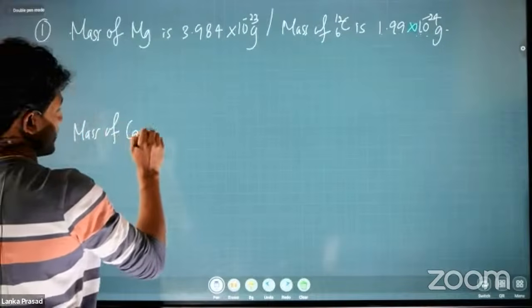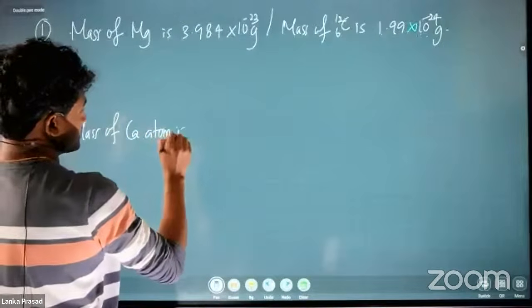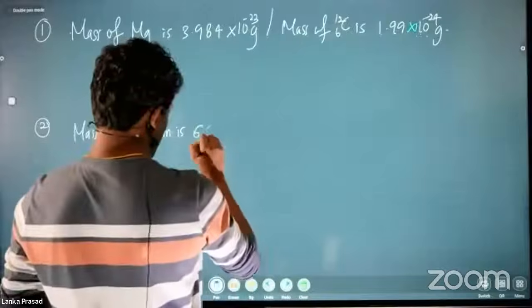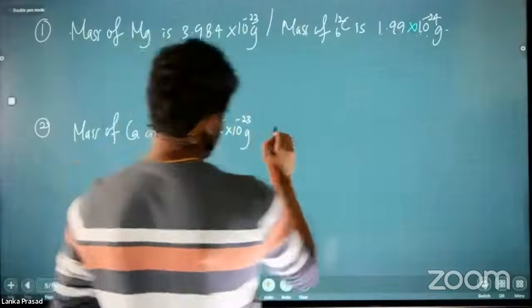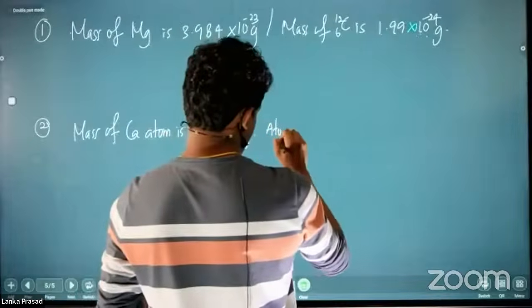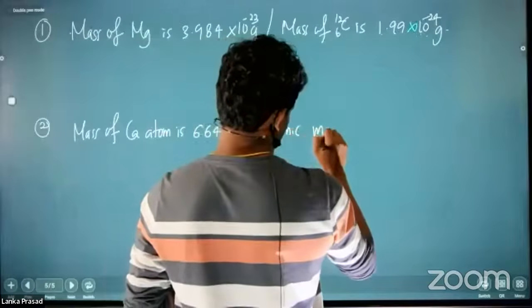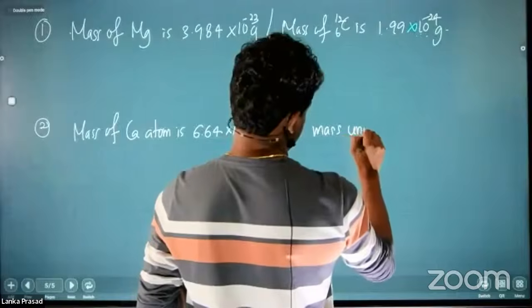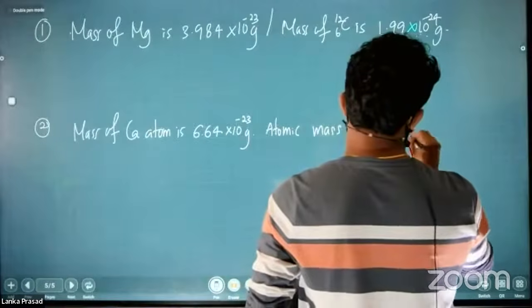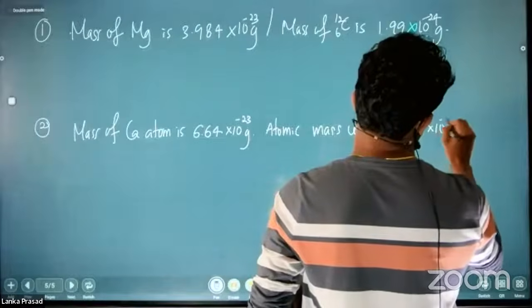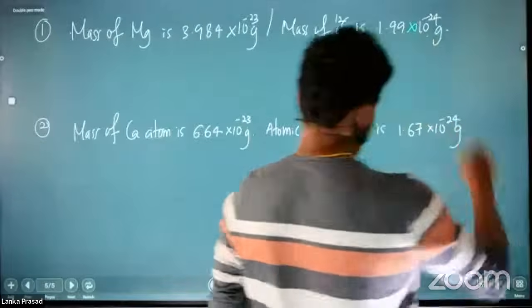Mass of calcium atom is 6.64 times 10 to the power minus 23 grams. Atomic mass unit is 1.67 times 10 to the power minus 24 grams.